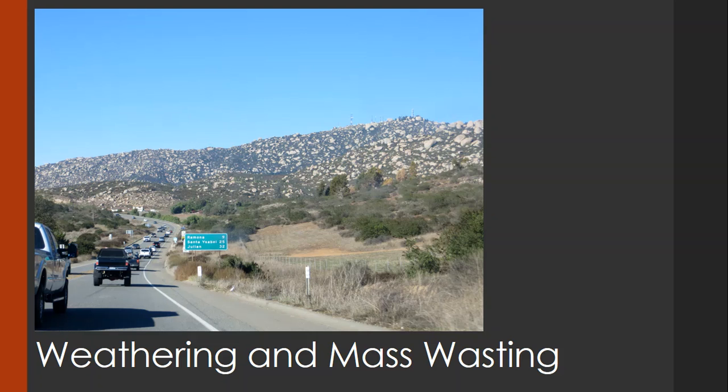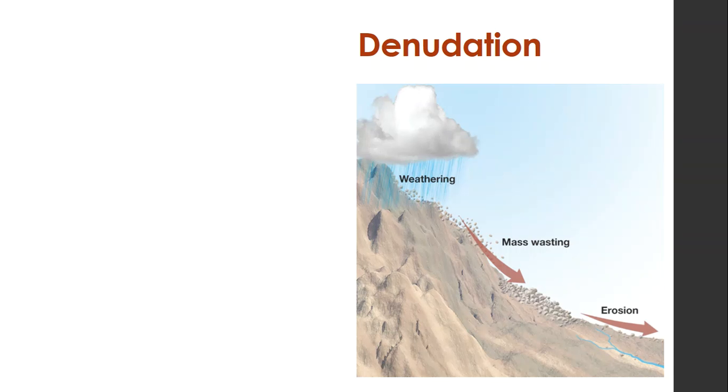So here is a picture that I took driving up the 67 to Ramona, and so you can see the landscape there, lots of rocks up on that hillside. So we're going to want to know, like, how did that landscape form? What was happening there? So the first term that you need to know is called denudation.